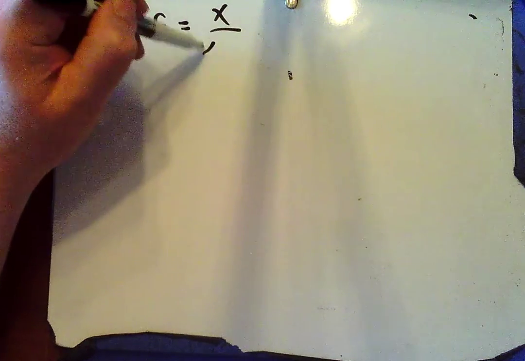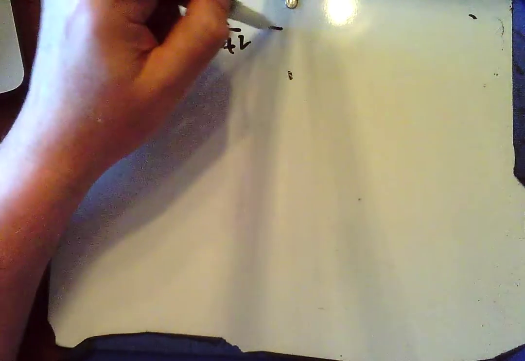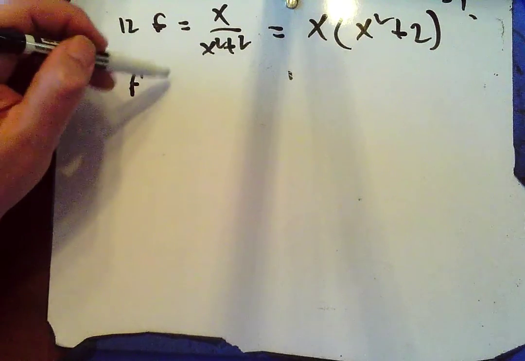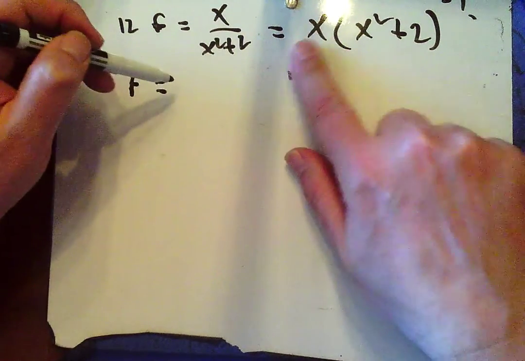You know, when I look over at 13, well, that's just going to be 1 plus sign. So, 12, you're killing me. 12, f equals x over x squared plus 2, which is x times x squared plus 2 to the minus 1. So f prime, product rule, this times the derivative of that.